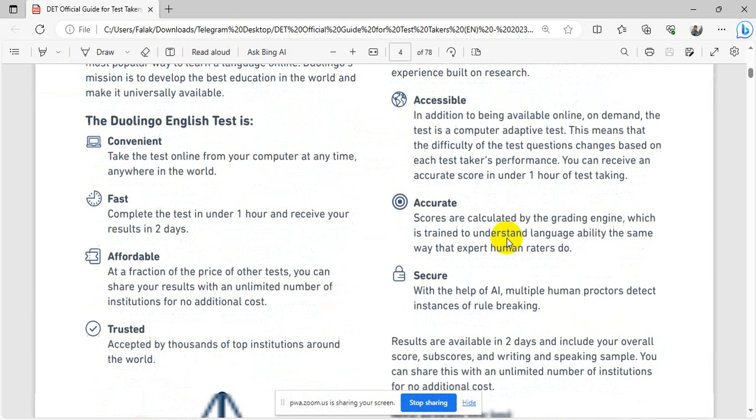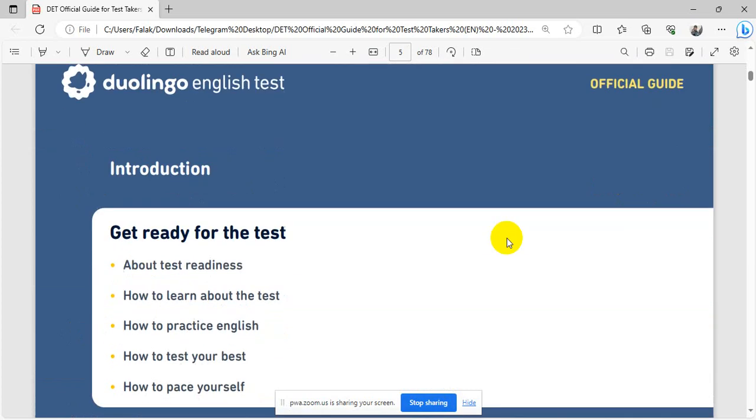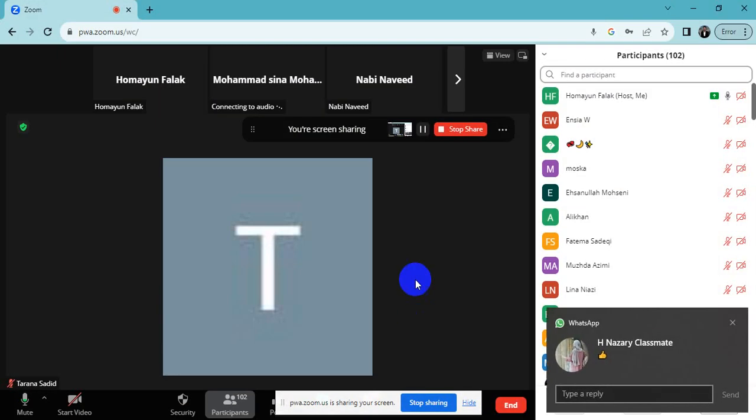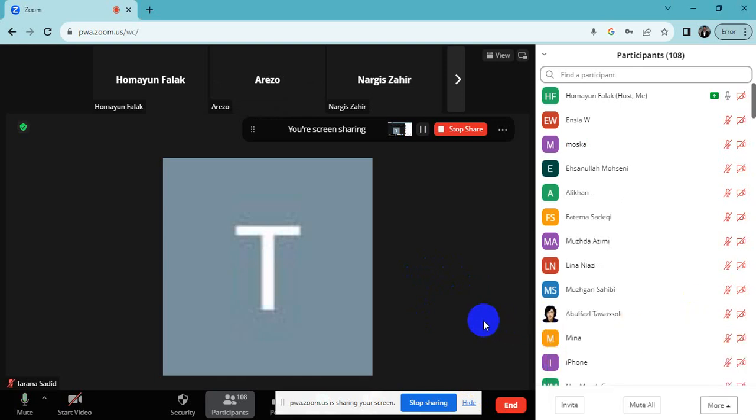That was the introduction. So as I told you, the next part is to get ready for the test. We particularly dig into getting ready for the test, and we talk about the test readings. But before that, in this part, if there is any question, please raise your hand. I'll give you time to ask questions about the test itself.